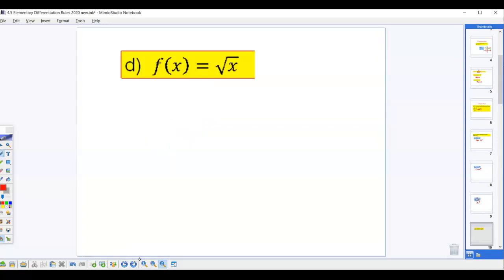If I'm given a function that is a radical, the first thing I need to do is get it in a derivative-friendly form, and that would be to rewrite my radical as a fraction. So that would be x to the 1/2. Now, when I take the derivative, I use the power rule.